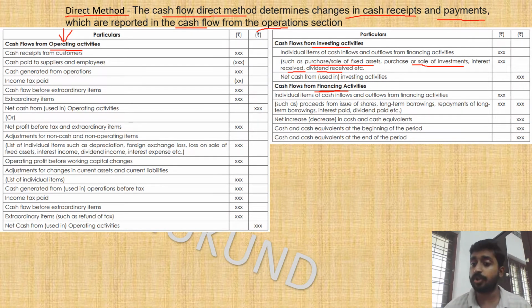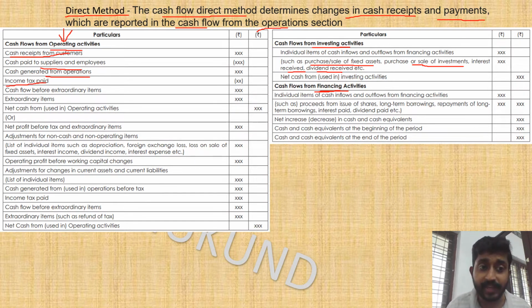Why this is called the direct method is that we directly calculate the cash flow: cash receipts from customers, and cash paid to suppliers and employees. This is called cash generated. If you have a positive figure after reducing the payments made to the suppliers and the employees, that is cash generated from operations.